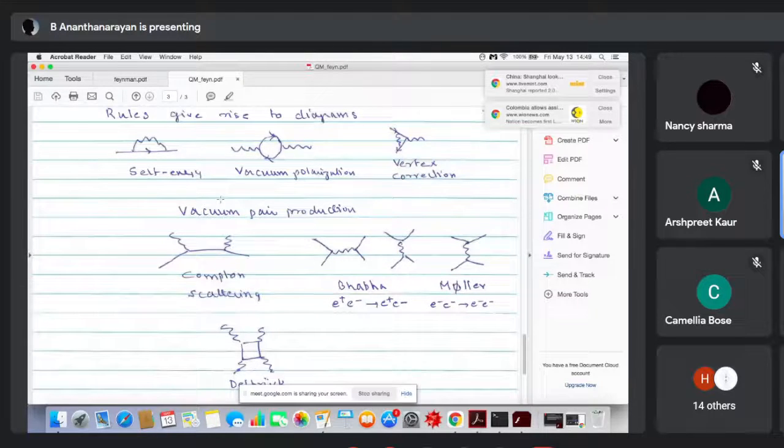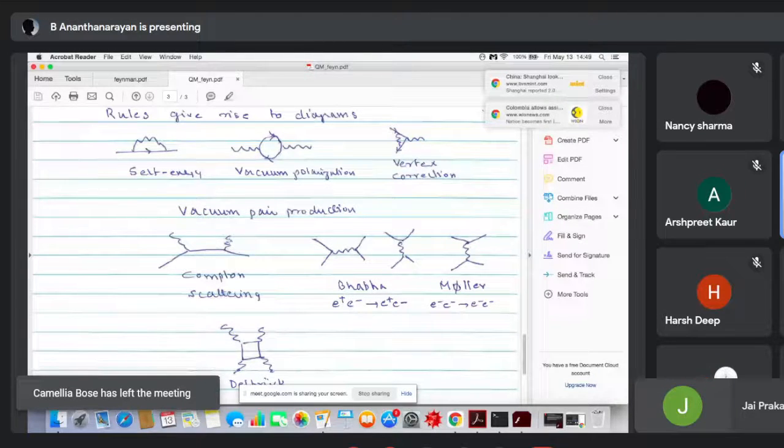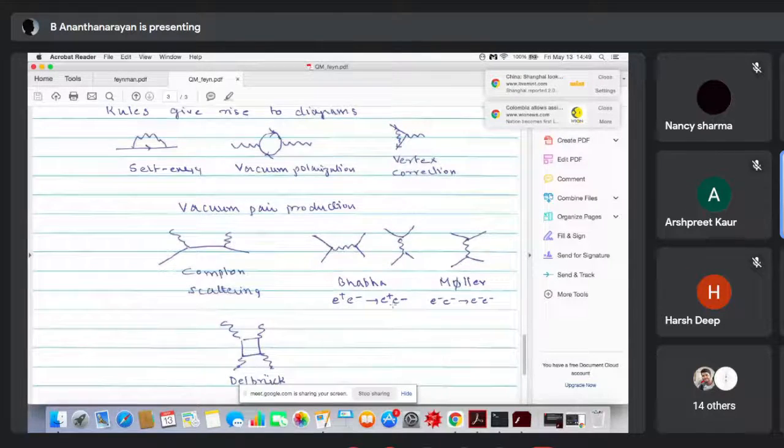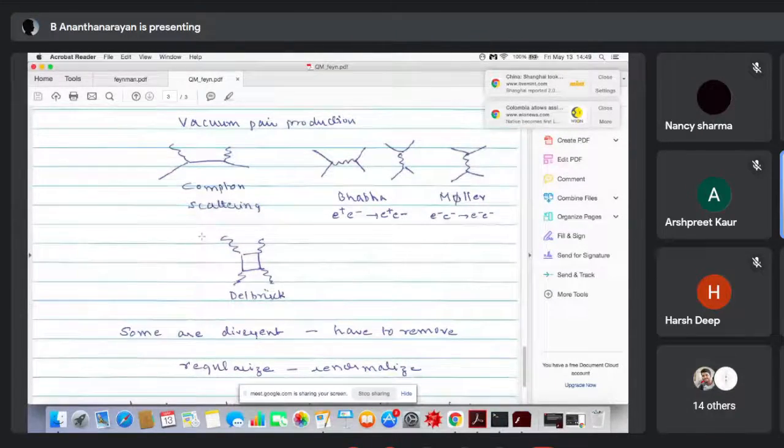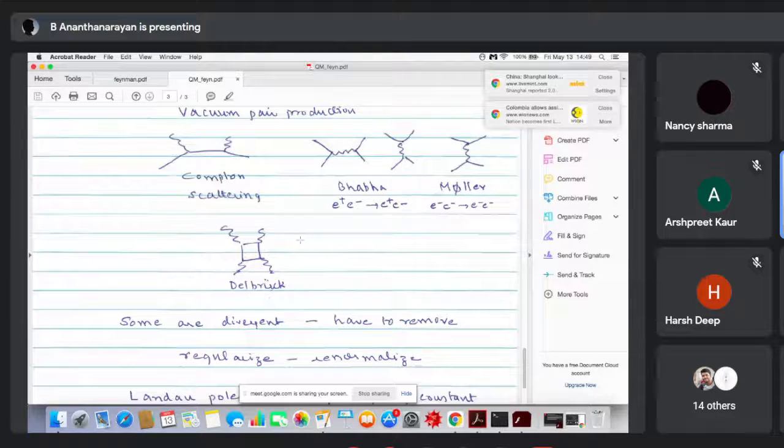There are other simple processes of this kind at this order, like Compton scattering, where you have an electron scattering off a photon, and the energies of the incoming photon and the electron are changed to different energies for the photon and the electron. Bhabha scattering is the scattering of electron and positron. There's something called Møller scattering, which is electron-electron scattering. There's even light-by-light scattering, which is called Delbrück scattering.